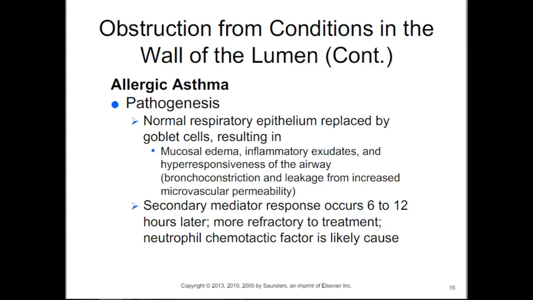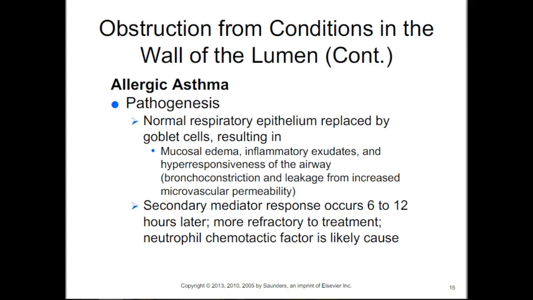All right, so normal respiratory epithelium is replaced by goblet cells. Remember, they increase and release mucus. So you might see lots of mucosal edema, right? Inflammatory exudates and hyperresponsiveness of the airway. So you'll see bronchoconstriction, right? And very much increased microvascular permeability, so that you'll lose a lot of fluid in that direction.